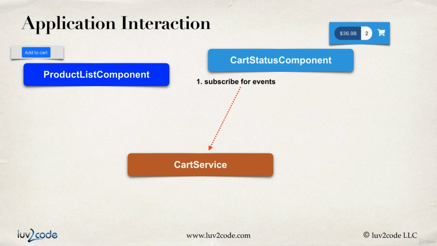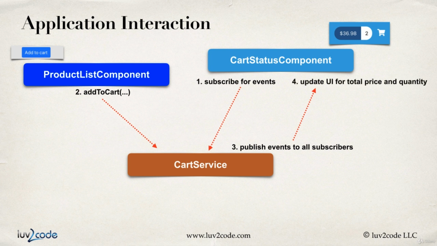The way it works here is that the cart status component is going to subscribe for events on the cart service. Then over on the left-hand side, when the user actually clicks on the add to cart button, the product list component is going to call the cart service. The cart service will keep track of all the items in the shopping cart, and then it'll publish the events to all subscribers. One of the subscribers here is the cart status component. The cart status component will receive the event and then update the UI for the total price and quantity.